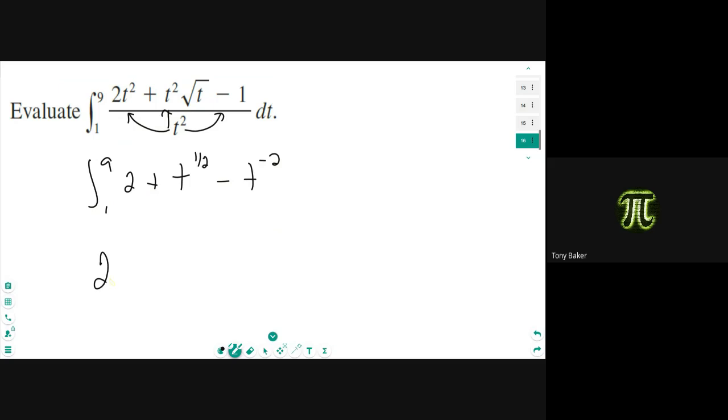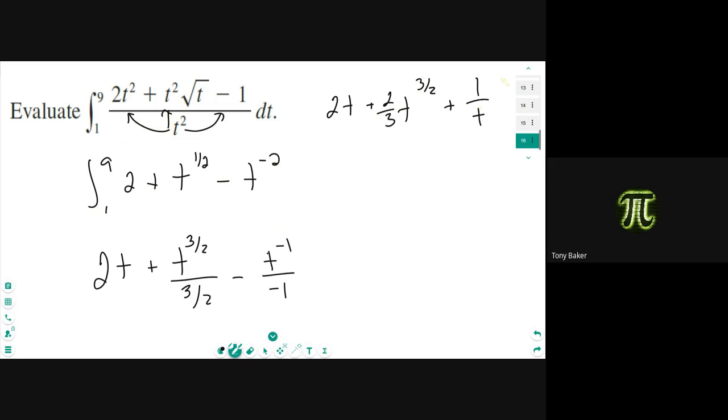So now I have 2t plus t to the 3/2 over 3/2 minus t to the negative first over -1. So 2t plus 2/3 t to the 3/2 plus 1 over t. Evaluated from 1 to 9.